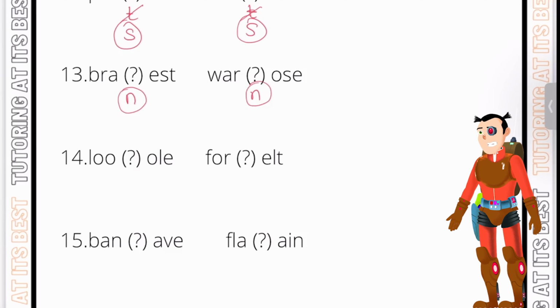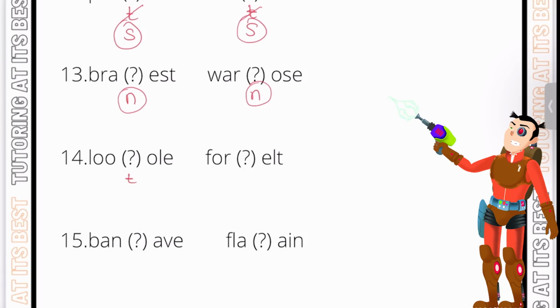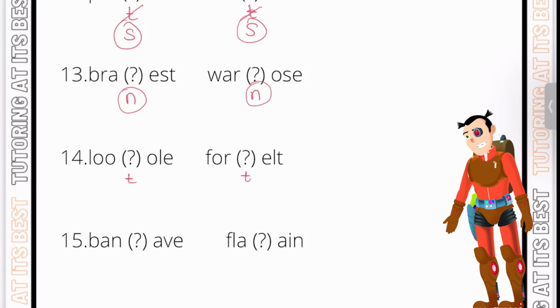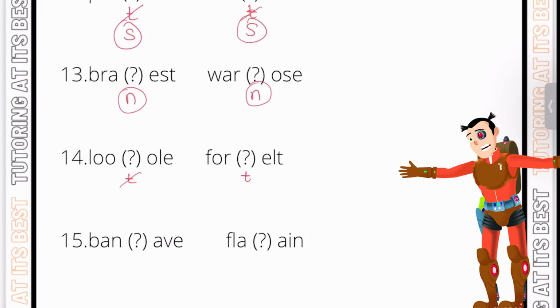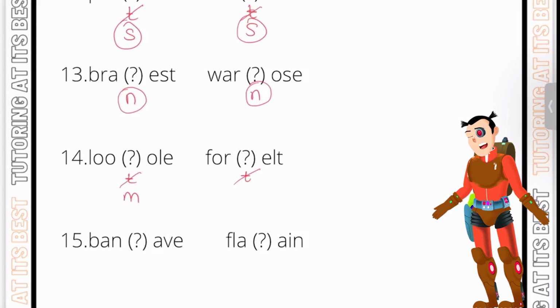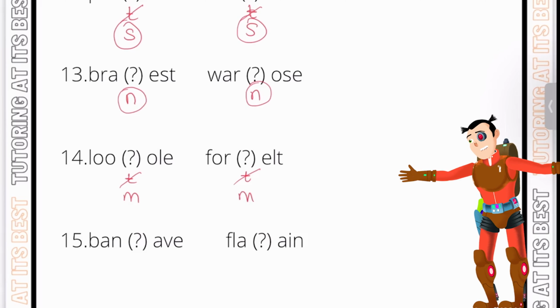Okay, question 14. Loo. What about the letter T here? Loot, toll, fort, and telt. Any ideas? I don't think that works, does it? So let's cross that out. And let's go for a new letter, M, which gives loom, mole, form, and melt.